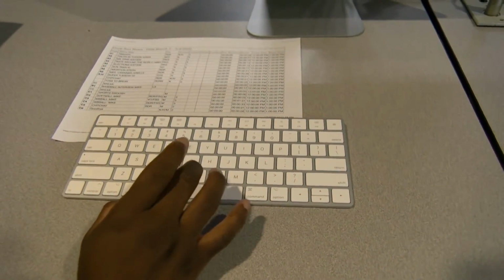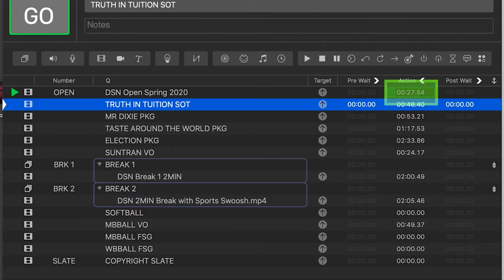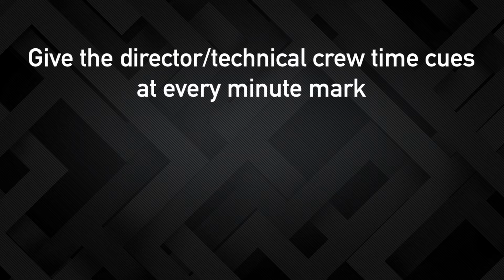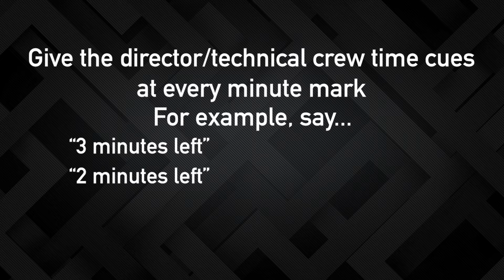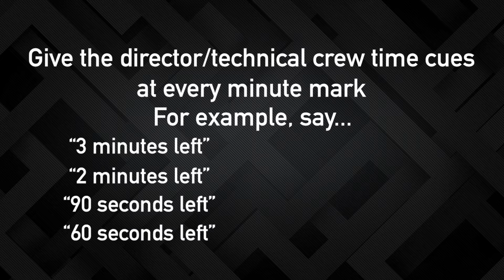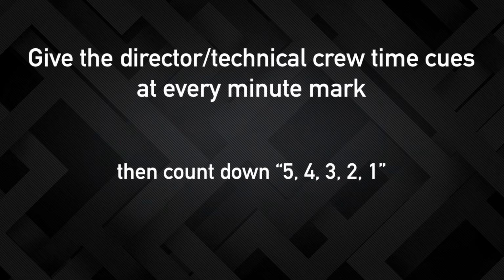To play a video from Qlab, simply press the spacebar on the keyboard. Once you hit the spacebar, your video will start playing. A countdown will appear on the right side of the Qlab program for every video you play. Make sure you give the director and technical crew a countdown over the comm so everyone knows when the video will end. In general, give a countdown for every minute mark. For example, give a time cue with 3 minutes left, then 2 minutes, then at 90 seconds, 60 seconds, 45, 30, 15, 10, then count down 5, 4, 3, 2, 1.